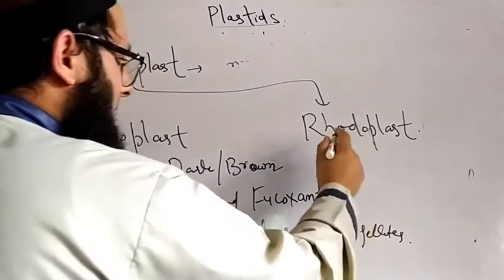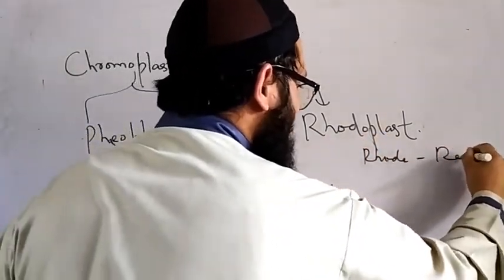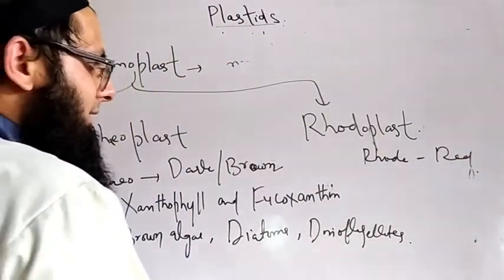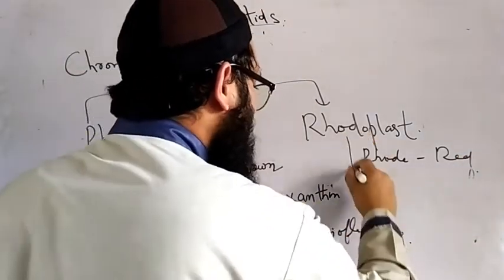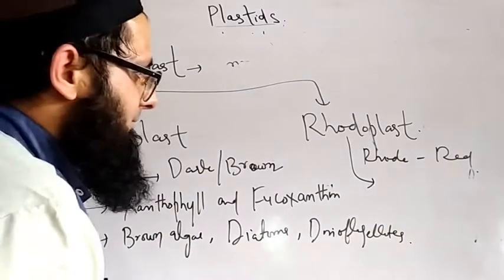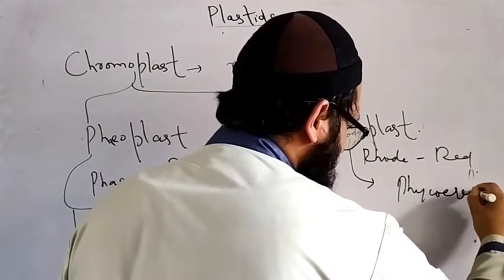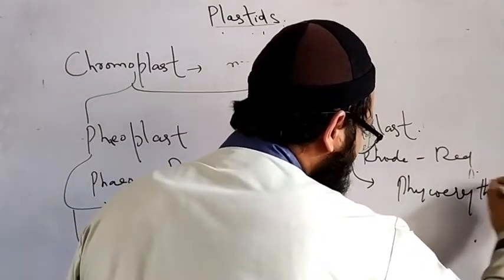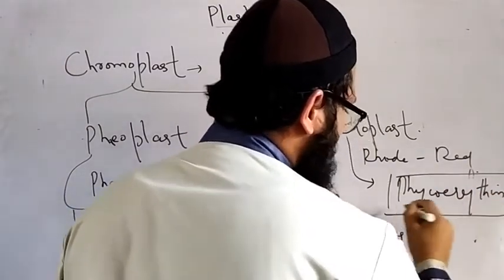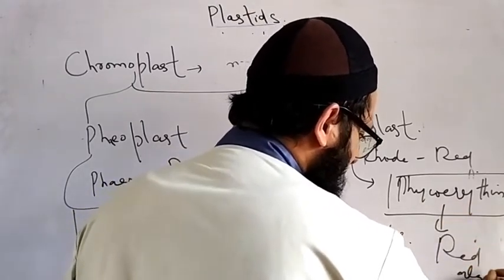So when you talk about the rhodoplast, rhod means red, plast living. So these are those chromoplasts which contain the red pigment, phycoerythrin. They contain the red pigment that's called phycoerythrin, and this is present in red algae. Very simple.